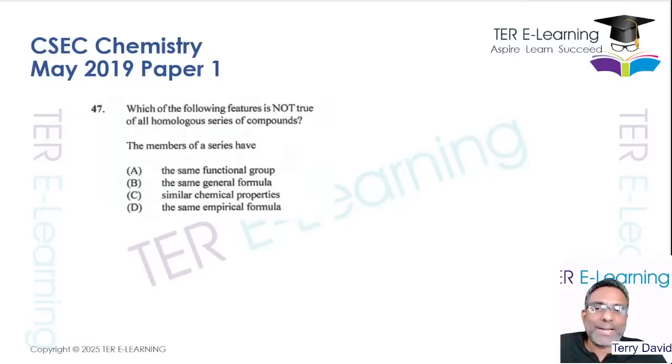Halogenation is a reaction where you are adding a group 7 element. Group 7 elements are fluorine, chlorine, bromine, iodine. So if you replace hydrogen atoms with group 7 elements, that is called halogenation.